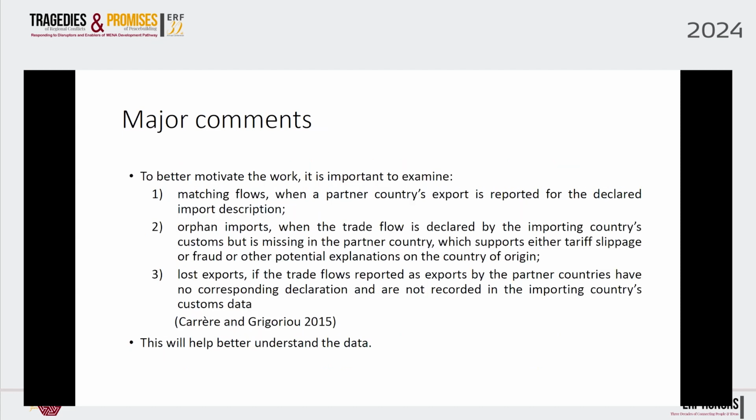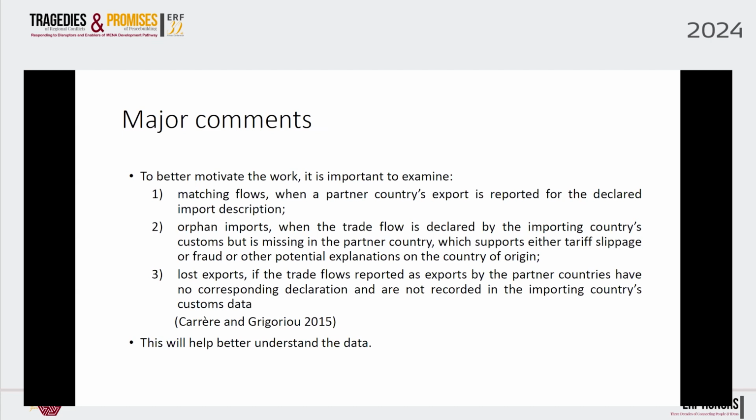Next. And I think to better motivate the work, it's important to examine three things. And this has been also shown in the literature on mirror data. First, what is the share of matching flows when we compare exports and imports? I mean, when a partner country's export is reported for the declared import description. And this we call the first group, matching flows. And the second group would be the orphan imports, which is, in this case, where the trade flow is declared by the importing country, but missing in the partner country.